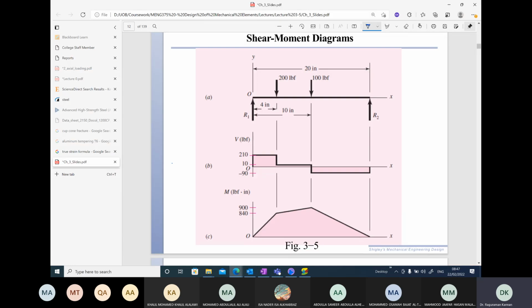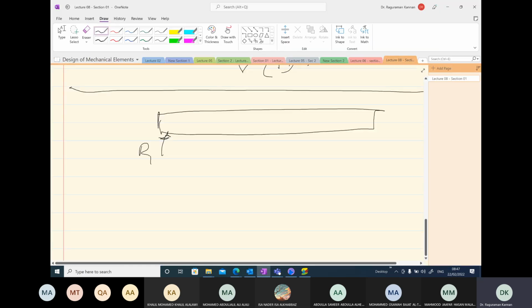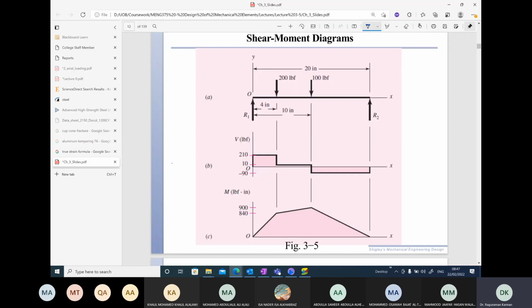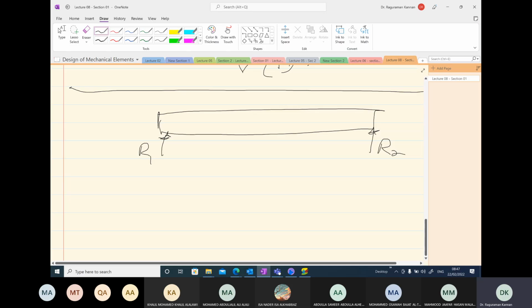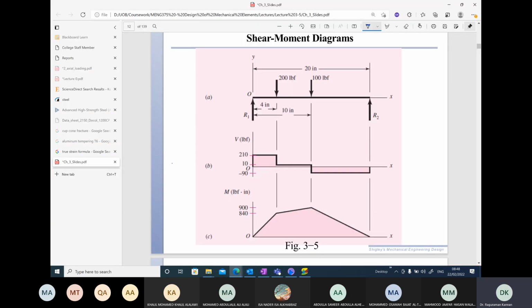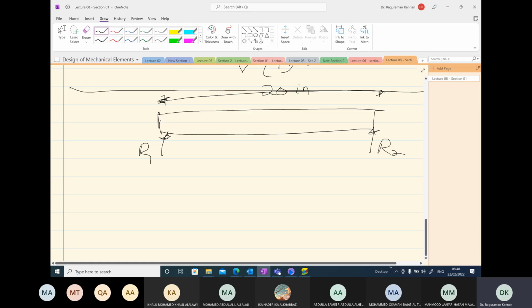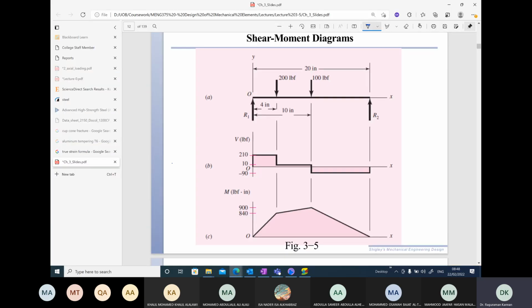We are going to assume it is simply supported, R1, R2, and the length is about 20 inches. So in your exam, you will be given all problems in SI units and not in English units, that is not in inches but millimeters and meters, and forces will be in newtons, but here we are solving problems.